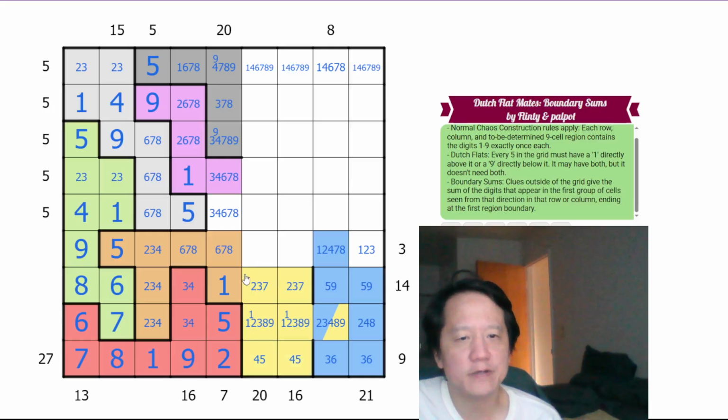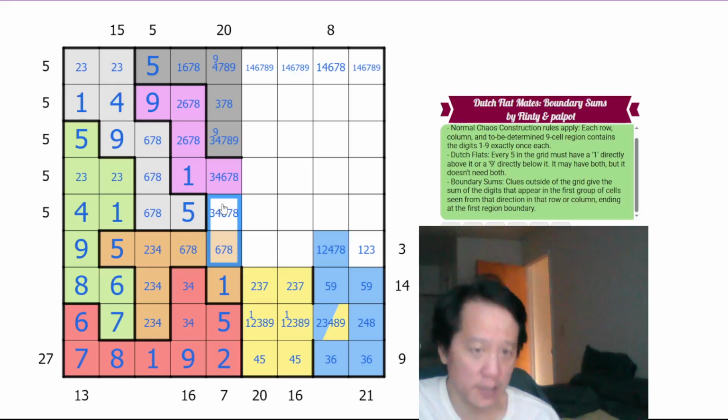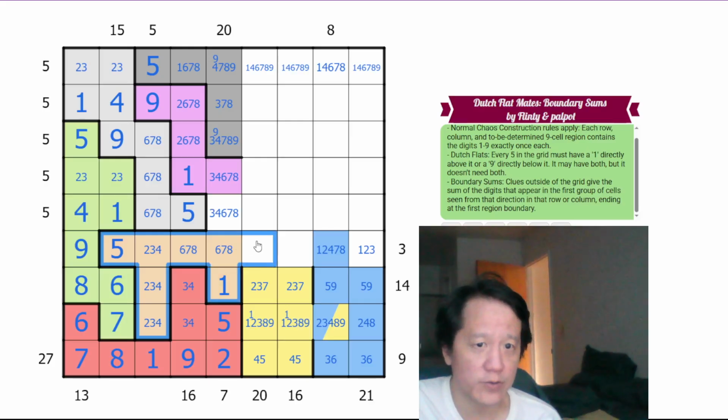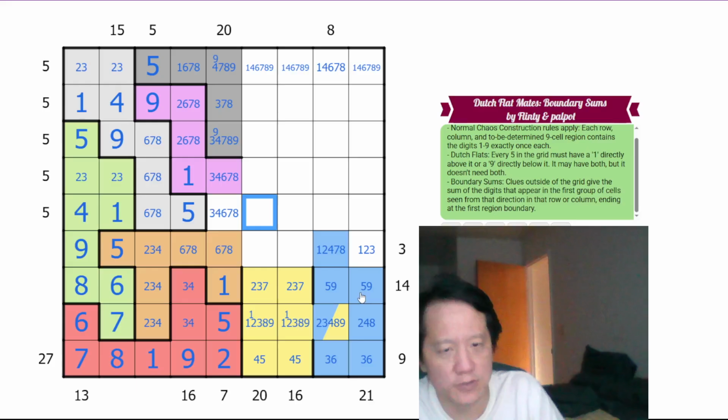So we have boundary here. Orange needs access to a 9. It cannot get it here. 1, 2, 3, 4, 5, 6, 7. It has to go 8, then 9 there. So this is 9.